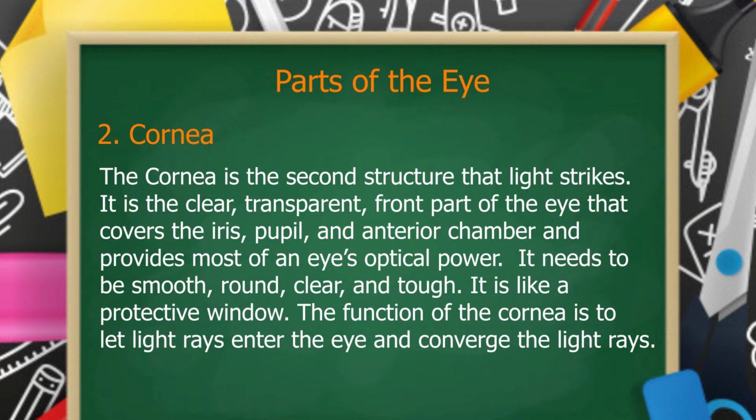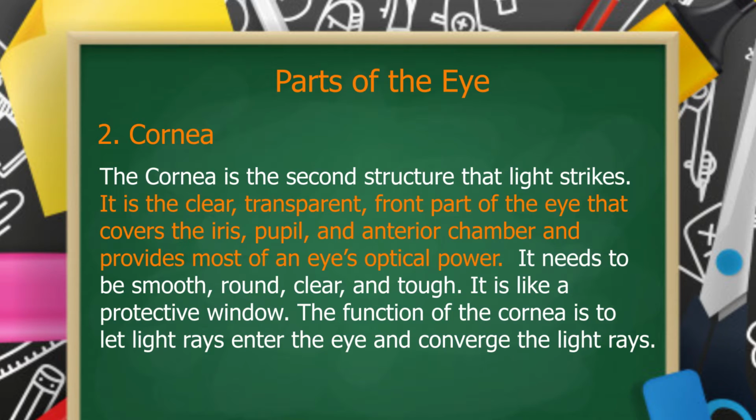The second part we're going to look at is the cornea. The cornea is the second structure that light strikes. It is the clear, transparent front part of the eye that covers the iris, the pupil, and the anterior chamber, and provides most of an eye's optical power.